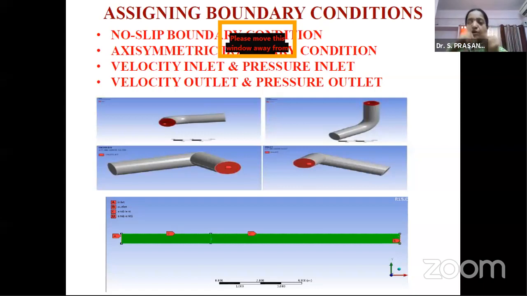Velocity inlet, velocity outlet, combinations of inlets and outlets, these are the boundary conditions that can be applied. You have pressure inlet, pressure outlet. Velocity inlet can also be combined with pressure outlet. So velocity inlet and pressure outlet are the most widely adopted boundary conditions for any simulation analysis using CFD.